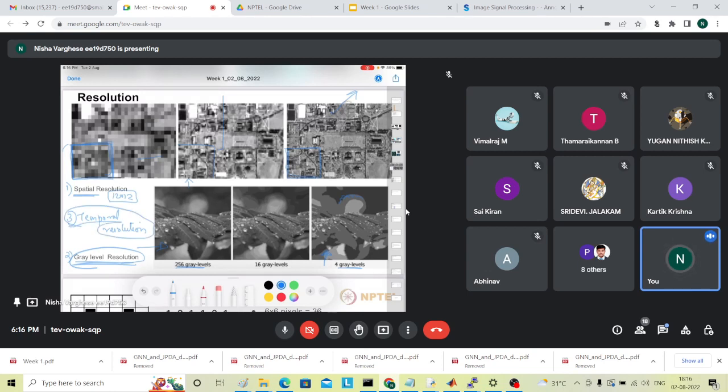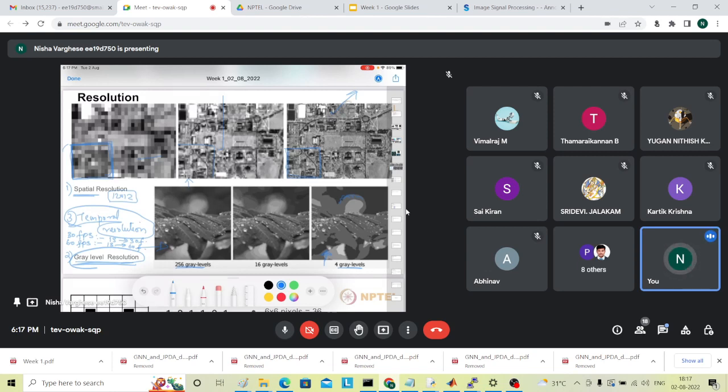Temporal resolution is what? If you are using a 30 frames per second video, if you are capturing with this rate, in 1 second we'll capture how many frames? 30 frames. If you are capturing 60 frames per second, in 1 second we'll capture 60 frames, right? So in the second case is having higher temporal resolution.